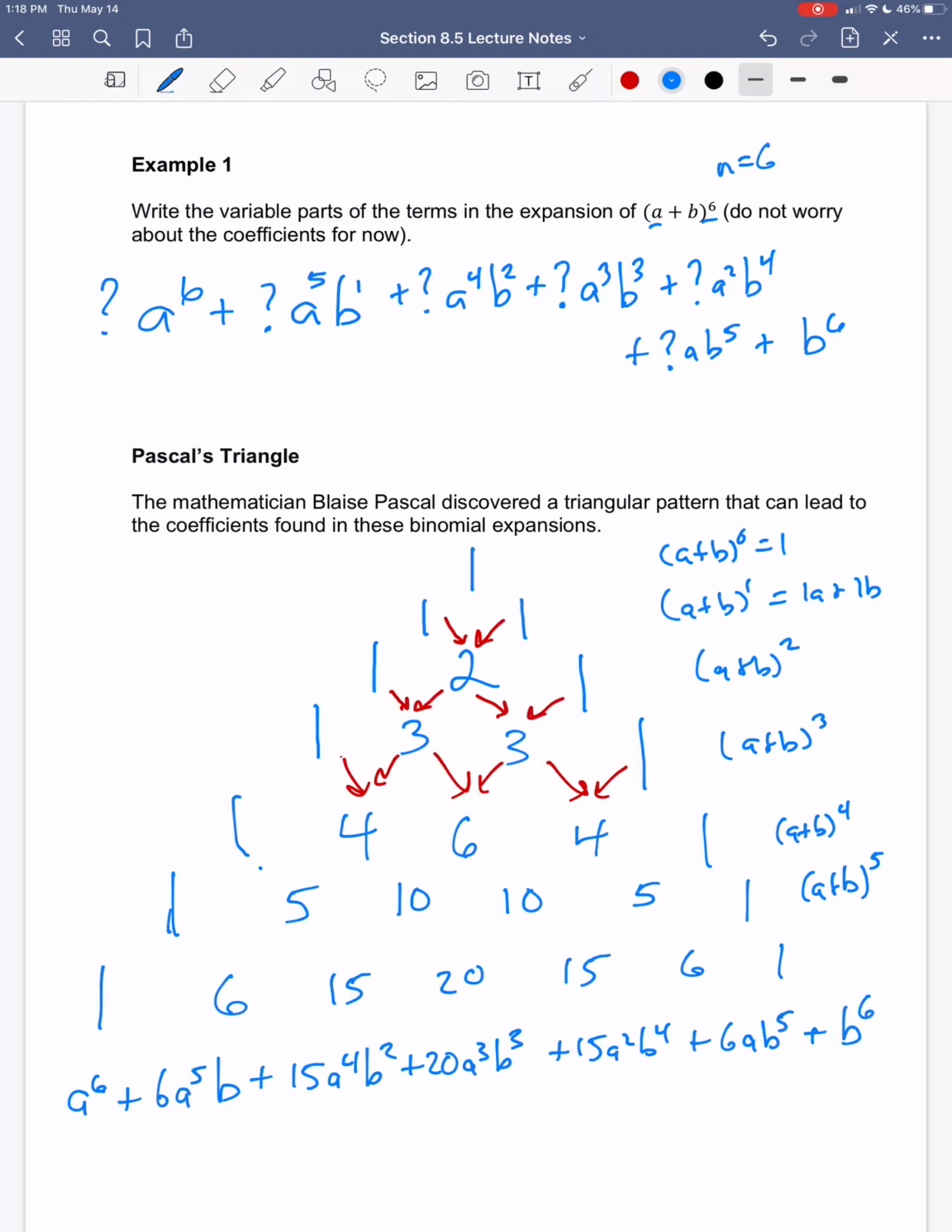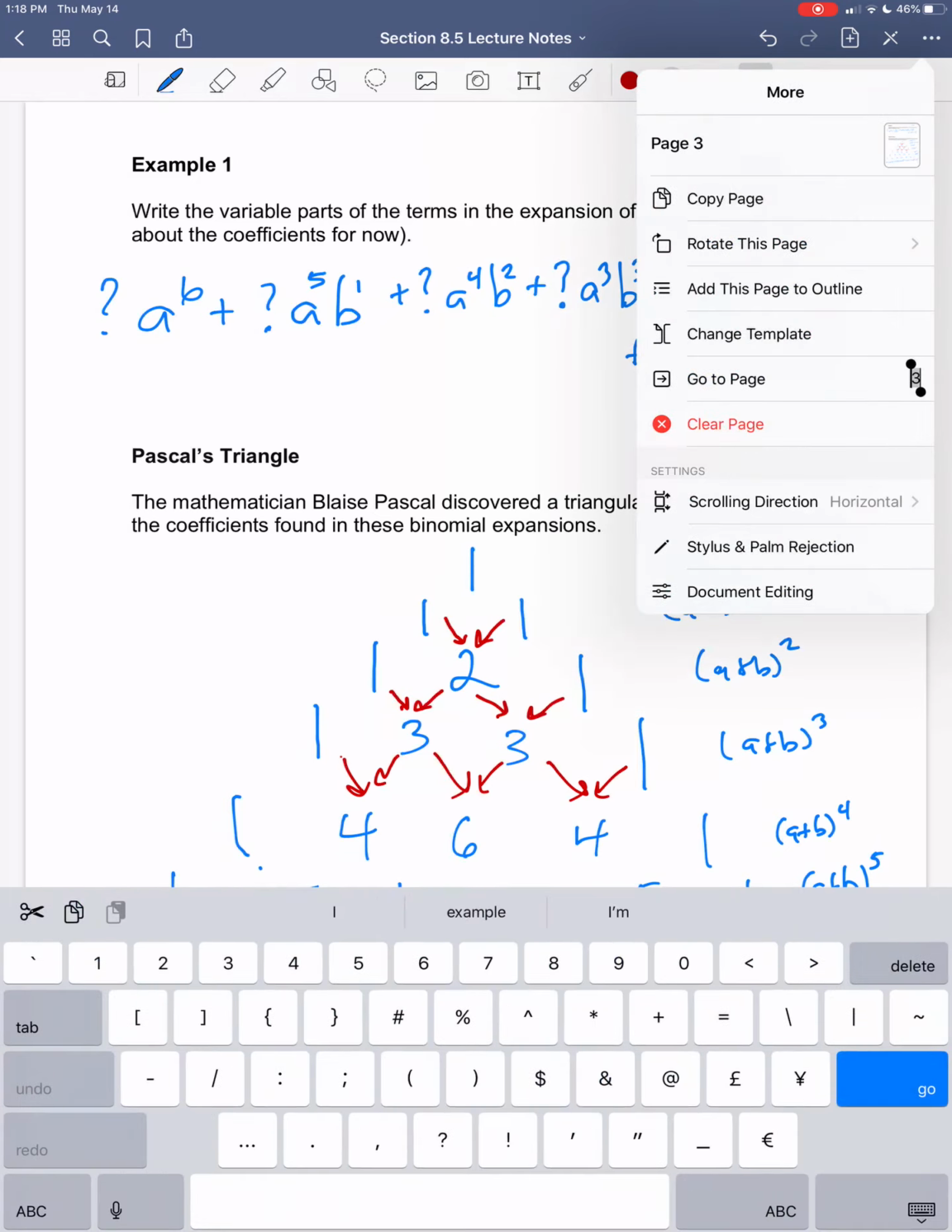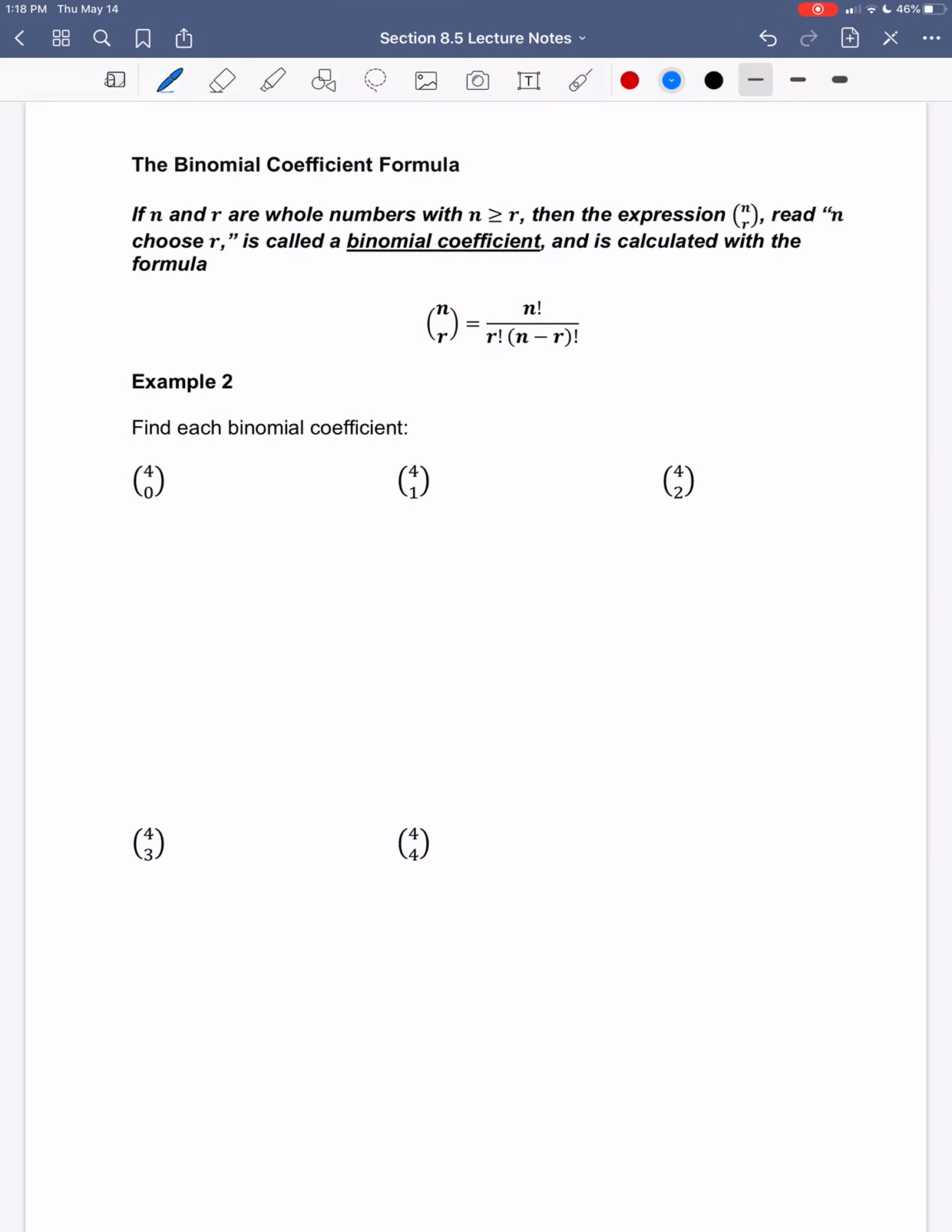So that would give me one way of finding those coefficients. That's fine if we have a relatively small number for n. If we get much bigger, making that triangle is a little bit time consuming. So there's another way. We have these things called binomial coefficients. So if n and r are whole numbers, my n has to be bigger than or equal to r. Then this expression here, if I have n over r, no fraction bar, but like parentheses sort of around them, I read that as n choose r.